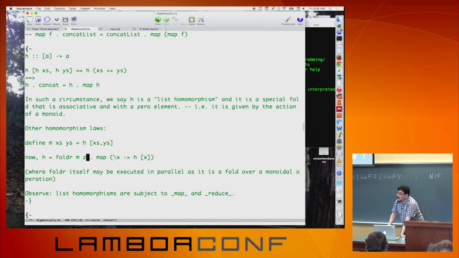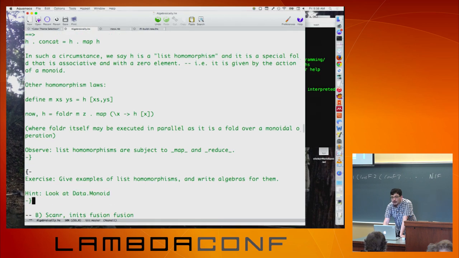Then I fold the combination of combining these with my monoid homomorphism, or my monoid operation, over that list of injected things. So this is a splitting of a list homomorphism into two phases, a map phase and a fold phase. And this says that list homomorphisms can be solved by map reduce. And this is the theorem which gave rise to all the ideas of map reduce. So that's sort of neat.